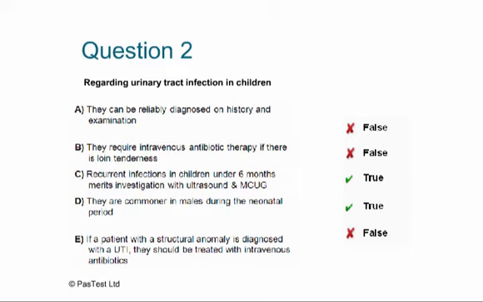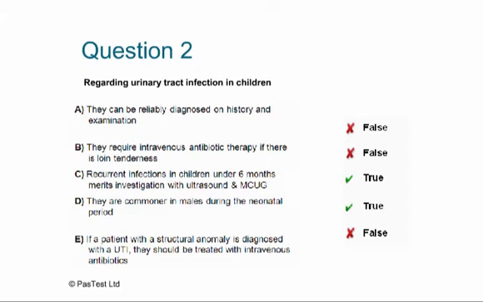D, they're commoner in males during the neonatal period. This is indeed true. Infection in the urine is commoner in males during the first year of life. And finally, E, if a patient has a structural anomaly, they should be treated with intravenous antibiotics. That's false. There's no evidence to suggest that if you have a structural abnormality, it's mandatory that you require intravenous antibiotics. Some of them will be poorly, and some of them will need intravenous antibiotics, but by no means all of them. So E is false.